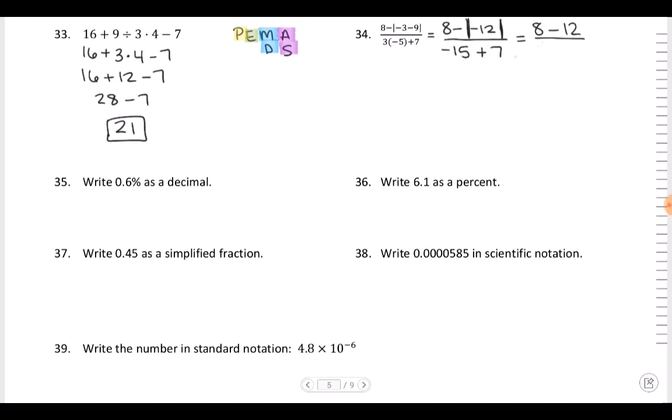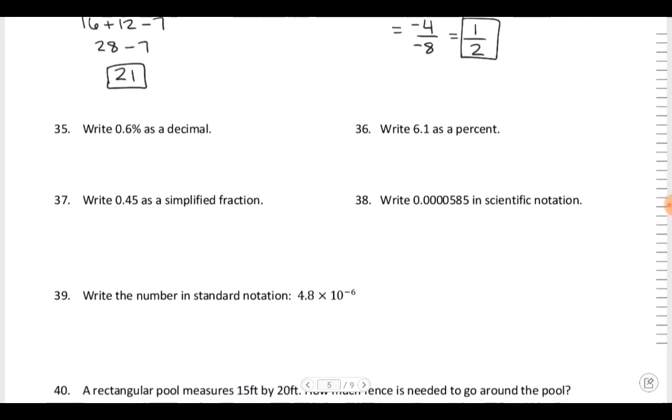Now, when I combine the numbers on the bottom, negative 15 plus 7, I get negative 8. And on the top of my fraction there, 8 minus 12 is negative 4. Okay, now at the very end, we need to deal with this fraction bar. Now that the top and the bottom are both simplified, now we need to deal with this division. Negative 4 divided by negative 8 simplifies to positive 1 over 2. Or we could say, 1/2, right? 1/2. Okay.